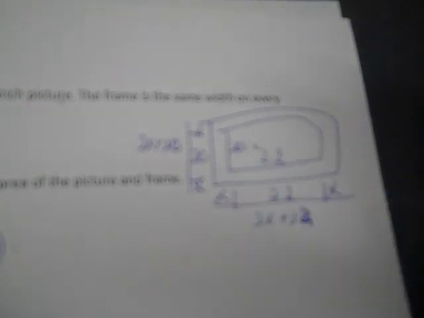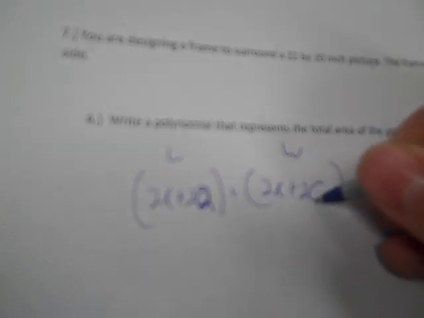Okay, area of the picture in the frame. So the area is the length multiplied by the width. And the length, we have 2x's plus a 20. Or no, wait a second, that'd be 22 there. That's from here to here is 22. 2x plus 22 and 2x plus 20.